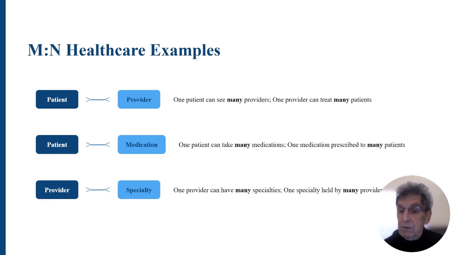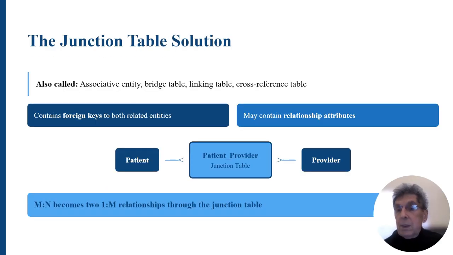When you identify a many-to-many relationship, immediately think, I'm going to need a junction table. The solution to many-to-many is a junction table. This goes by many names: associative entity, bridge table, linking table, cross-reference table, join table. All the same concept. A junction table sits between the two entities and contains foreign keys to both. Let's take the patient and provider. Instead of trying to directly connect patients and providers, we create a third table, the patient to provider table.